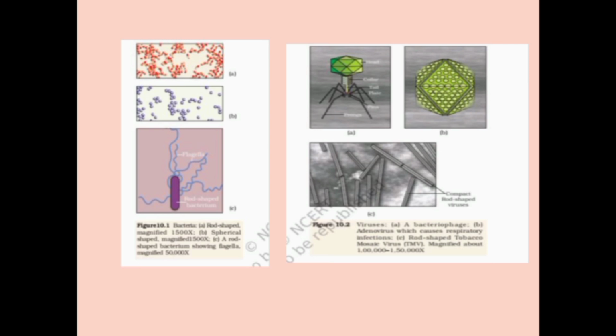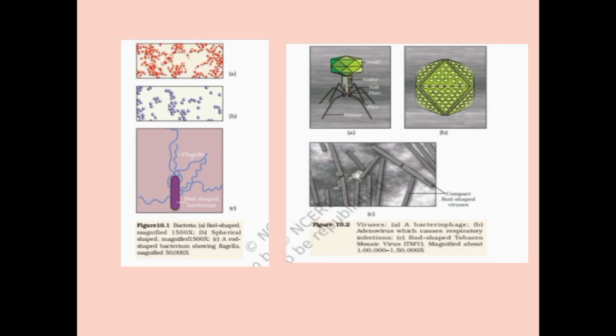Based on gram staining, bacteria can be considered as gram positive bacteria and gram negative bacteria. The bacteria which appear red or pink in color are considered gram negative bacteria. If the bacteria appear violet or blue in color, they are considered gram positive bacteria.